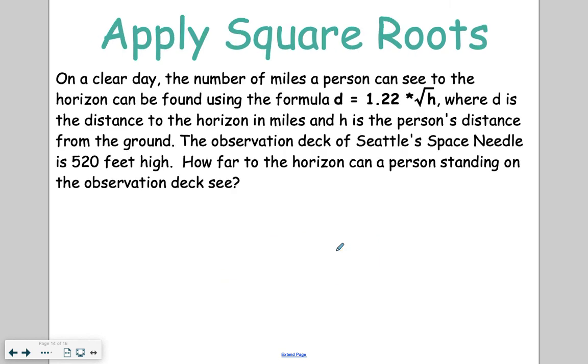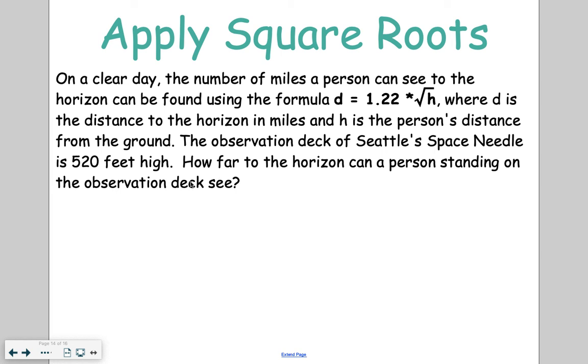Last thing we're going to do is apply some square roots within equations. So on a clear day, the number of miles a person can see to the horizon can be found using the formula D is equal to 1.22 times the square root of h, where D is the distance to the horizon in miles, and h is the person's distance from the ground. The observation deck of Seattle's Space Needle is 520 feet high. How far to the horizon can a person standing on the observation deck see?